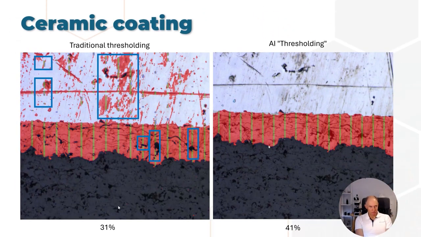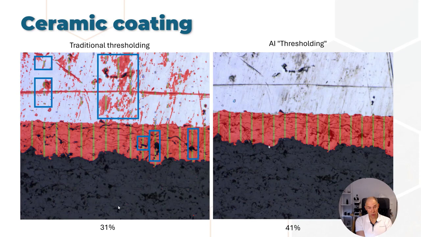So some examples. This is ceramic coating, or actually what we see is the binding layer between the substrate and the ceramic. So the ceramic layer is the gray in the bottom, and the binding layer, like the glue, is in the middle, and the substrate or the metal is in the top of the image. So by traditional means, doing thresholding here fails quite badly.